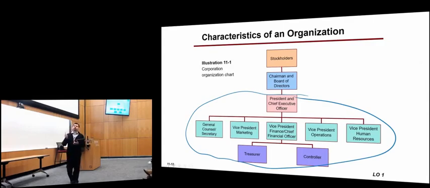The controller would prepare the financial statements. Make sure that financial accounting numbers are correct. They make sure that they are complying with internal controls, etc. The treasurer is the one who actually keeps custody of the company's assets.